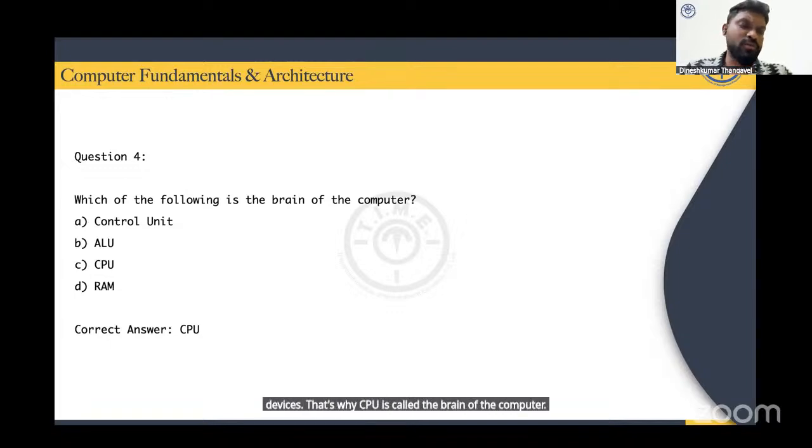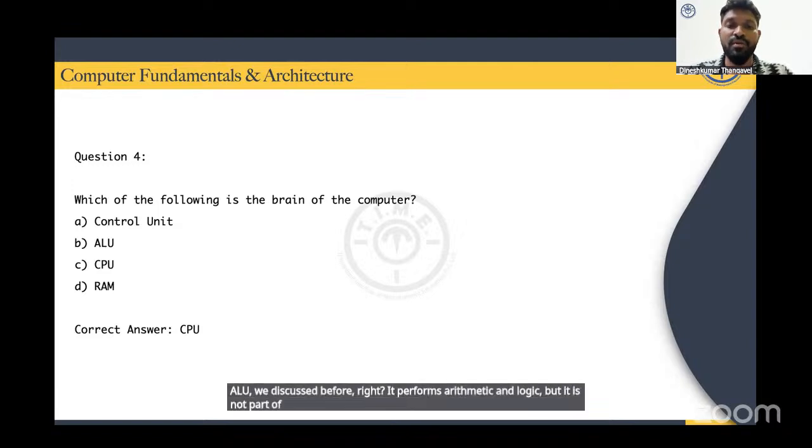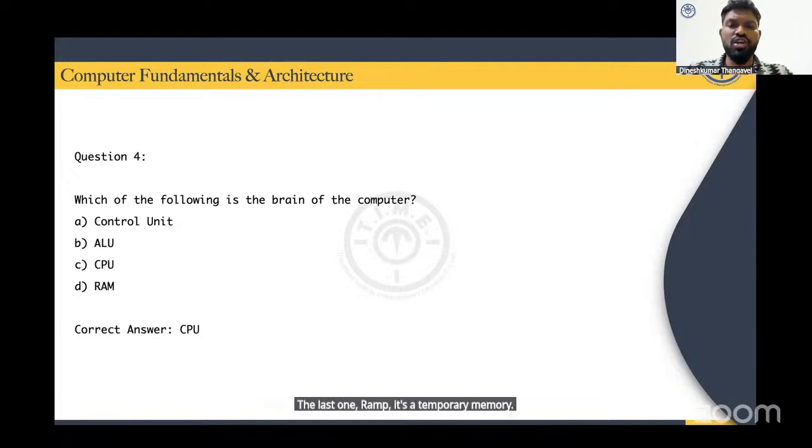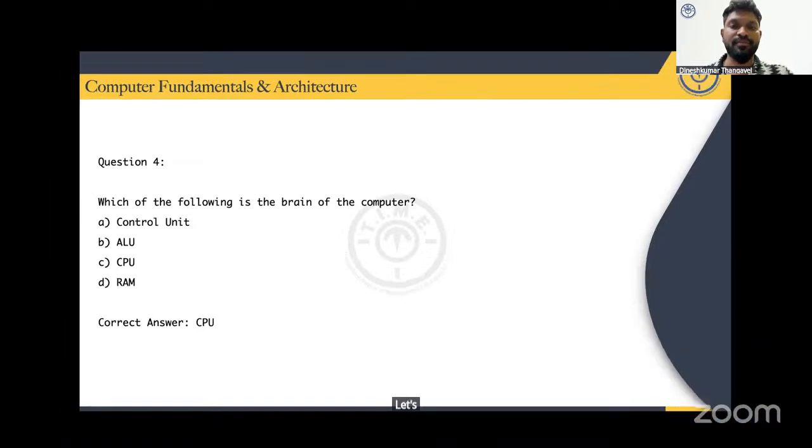Why are the other options wrong? CU only controls operations, not the entire processing. ALU we discussed before, right? It performs arithmetic and logic, but it is not part of the CPU. Please remember. The last one, RAM, it's a temporary memory, right? Not a processing unit. So the option that fits this question is CPU, central processing unit. Let's move on to the next question.